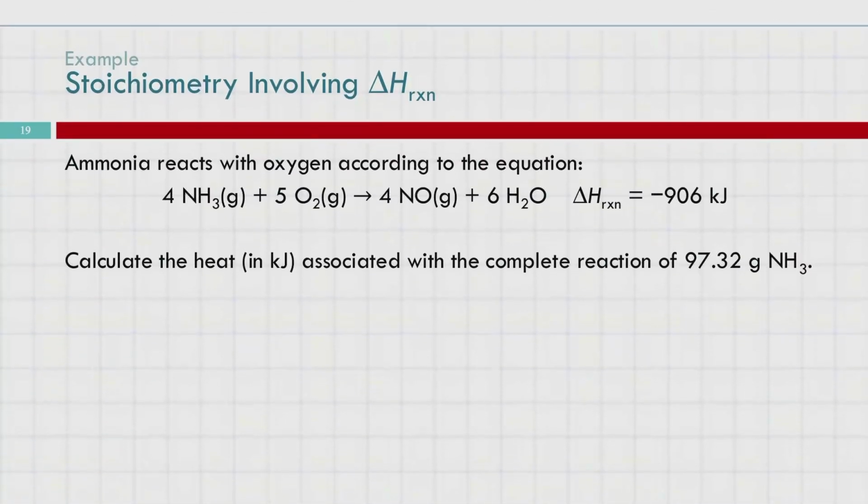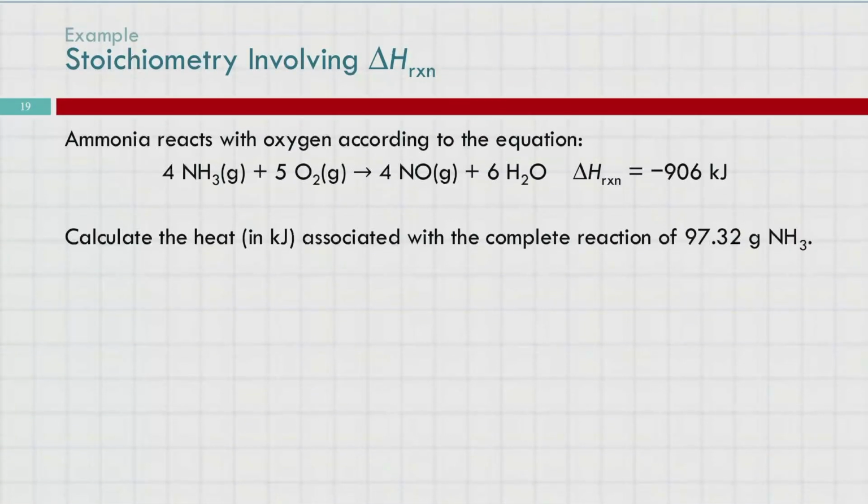Let's look at an example. Ammonia reacts with oxygen according to this equation, and we've got the delta H off to the side. We want to calculate the heat in kilojoules associated with the complete reaction of 97.32 grams NH3. Complete reaction just means assume that we've got enough of everything else. You would have probably done that anyway. This is just to cover our bases for the people who might say, well, you didn't say that we had enough of the other thing.